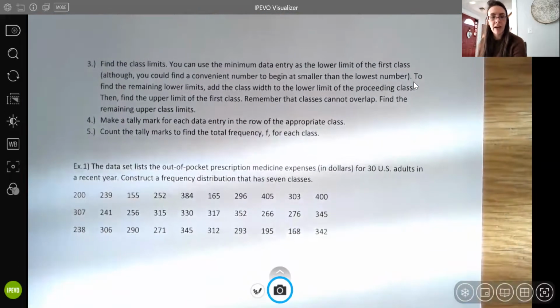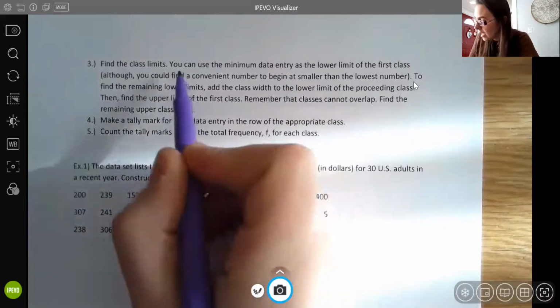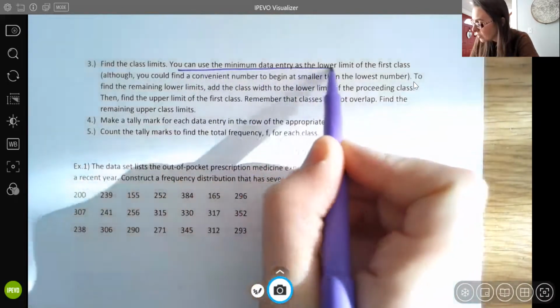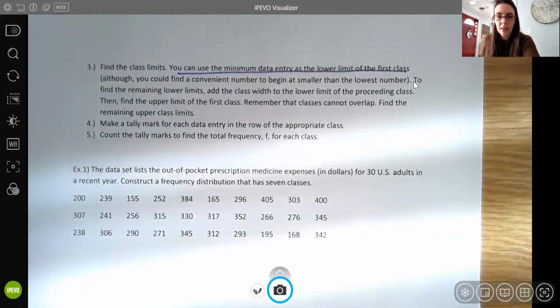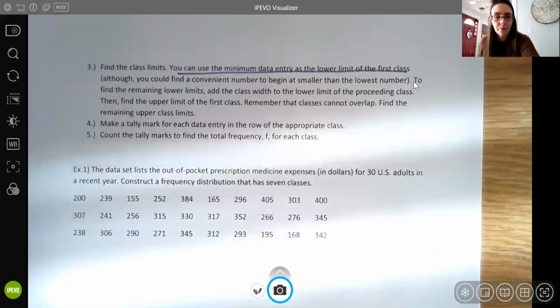After you've done that, you're going to find the class limits. So usually we tend to use the minimum data entry as the lower limit of the first class. That's most often going to be the case in our examples, but you don't have to. So for instance, let's say your smallest value for something was 11. A lot of people would start at 10 instead, right? So you could just use a convenient number instead, but you don't have to.